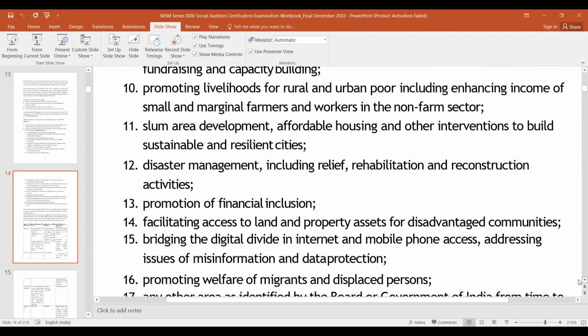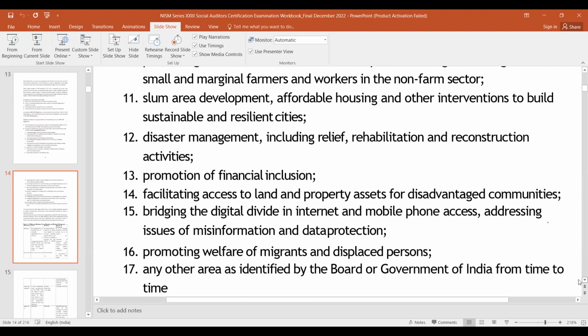Promotion of financial inclusion. Promotion of financial inclusion is another important aspect. Then facilitating access to land and property assets for disadvantaged communities. Bridging the digital divide in internet and mobile phone access, addressing issues of misinformation and data protection, promoting welfare of migrants and displaced persons, any other area as identified by the board or government of India from time to time. So these are all covered in the concept of social enterprise.